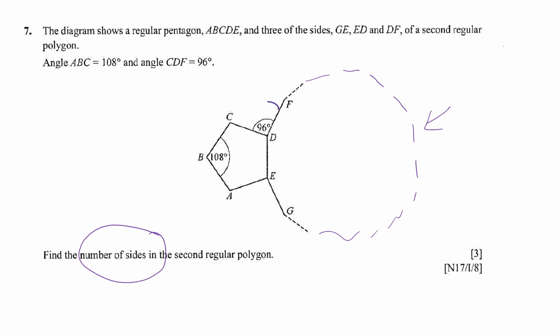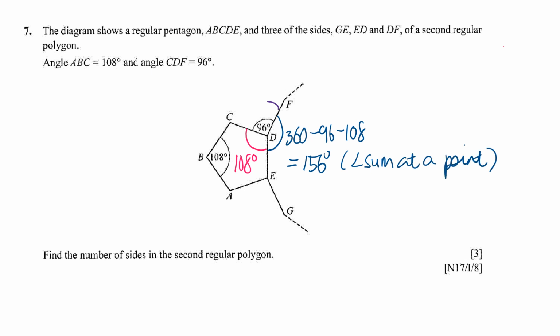All right. So since ABCDE is a regular polygon, we are saying that they have the same interior angles. So in other words, your angle CDE is also 108. And CDF is given to be 96, so we can just use angle sum at a point to find angle FDE. Right. So to find the number of sides, we're going to use the sum of the exterior angles. So if you were to remember, sum of exterior angles equals 360 degrees. So therefore, one exterior angle will be 360 degrees divided by n.